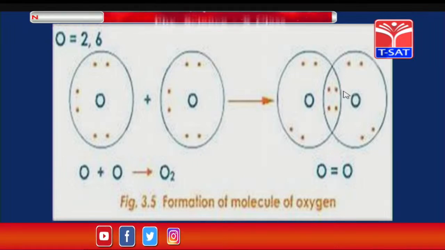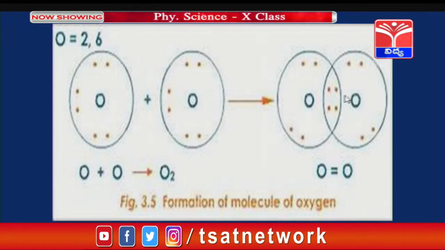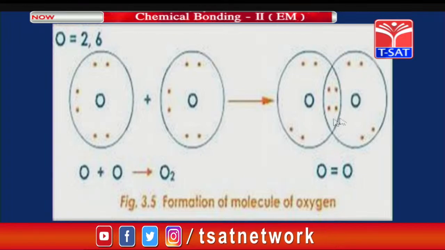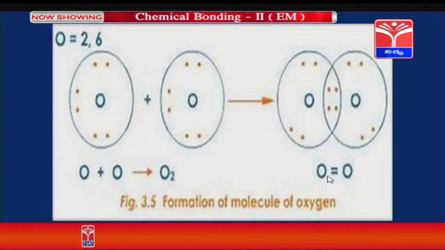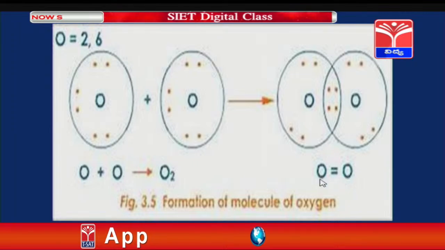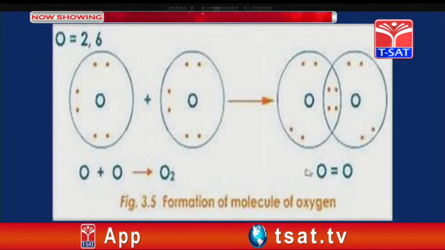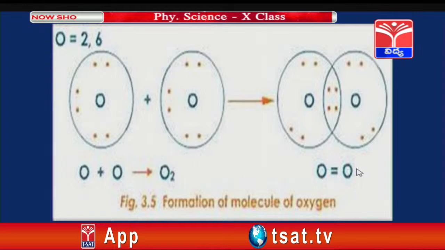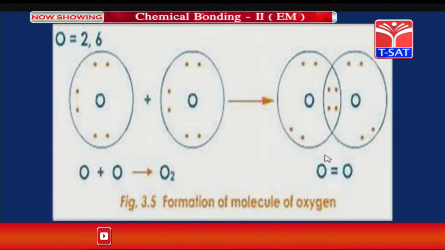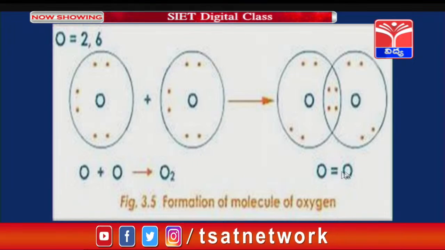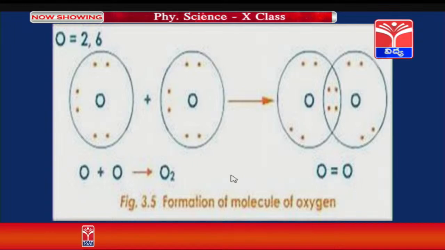And when 2 pairs of electrons are shared, a double bond is formed, because a covalent bond is formed when 1 pair of electrons is shared. Then here, when 2 pairs of electrons are shared, 2 covalent bonds are formed between 2 oxygen atoms. So, this bond is called a double bond. So, an oxygen molecule is formed by the combination of 2 oxygen atoms which share two pairs of electrons, thus forming a double bond.